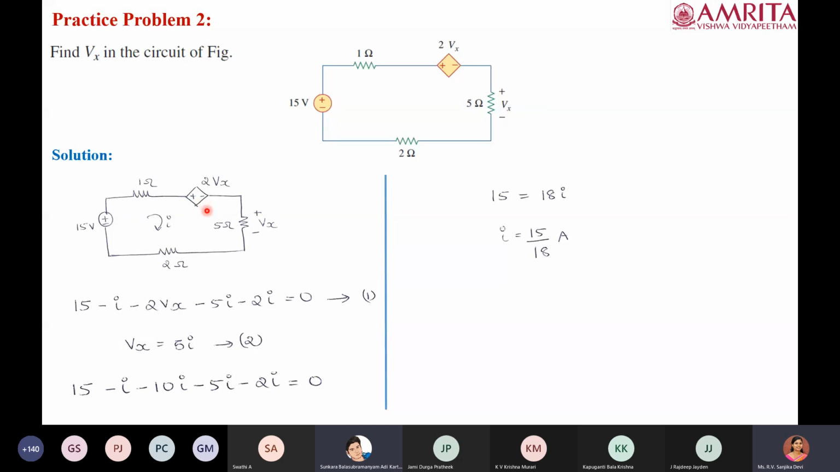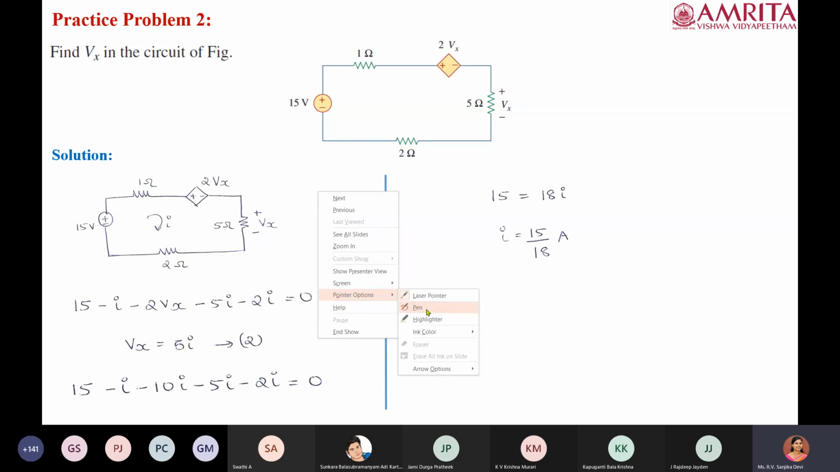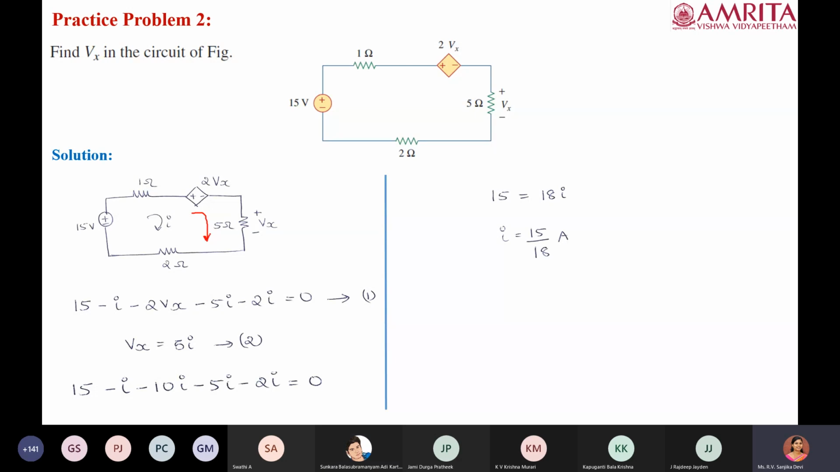That's what I told, no? Like in the previous class also. See, the current is flowing in this direction, right? The current is flowing like this. So when a current is flowing this way, there will be a drop across the resistor. Okay. So let me show it here. So when the current is flowing, there is a voltage drop. So the part where it is entering will be positive and the part where it is leaving will be negative. This is a normal convention. And this convention is exactly matching the reference polarity what they have given. So if that is the case, we take it as Vx is equal to 5i.